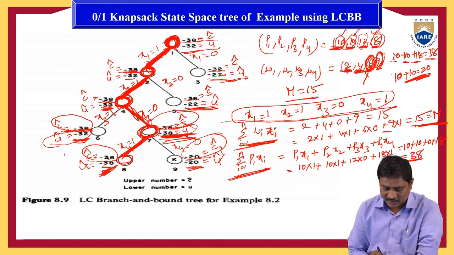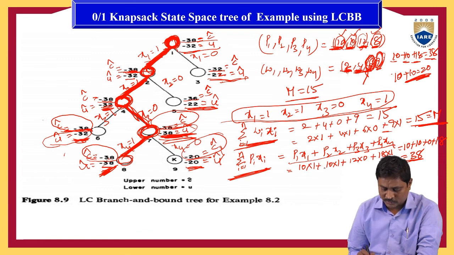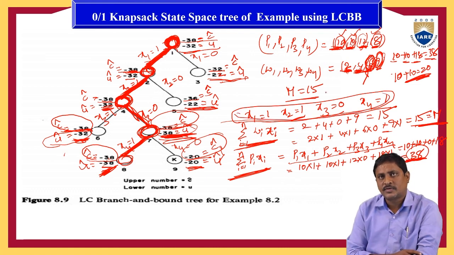So the maximized profit value is summation of i equal to 1 to n, pi xi. So P1 x1 plus P2 x2 plus P3 x3 plus P4 x4. P1 value is 10 into x1 value 1, plus 10 into x2 value 1, plus 12 into x3 value 0, plus 18 into x4 value 1. 10 plus 10, 20, 20 plus 18, 38. This 38 is the maximum profit. So the maximum profit of this 0-1 knapsack problem is 38. The corresponding solution path is x1 equal to 1, x2 equal to 1, x3 equal to 0, x4 equal to 1. So in this way, we solve the 0-1 knapsack problem by using the least cost branch and bound method.